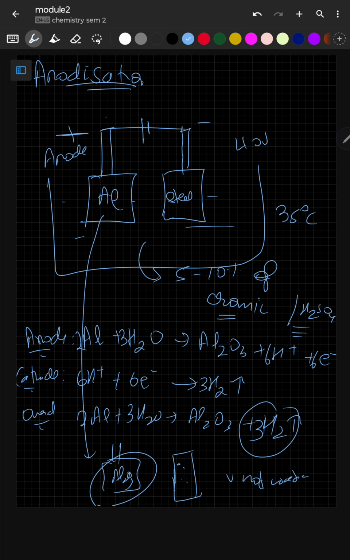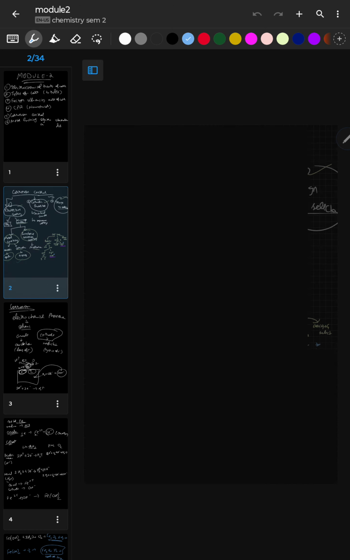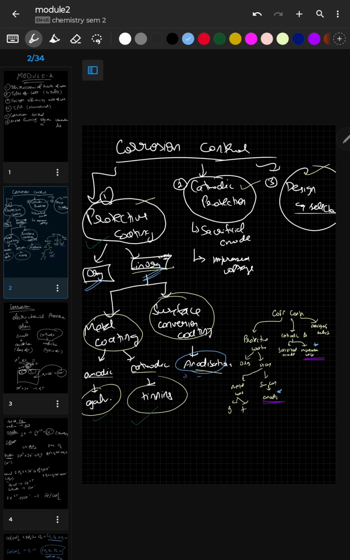Till now, what have we covered? Corrosion control, protective coating, we have finished. Organic coatings: paint, greasing or varnishes, that's done. Inorganic coating is of 2 types: metal coating and surface conversion coating. Metal coating includes galvanization and tinning, and surface conversion is anodization. In anodization, the anode is positive and the cathode is negative, and similarly in impressed voltage also. In the next video we'll see cathodic protection.